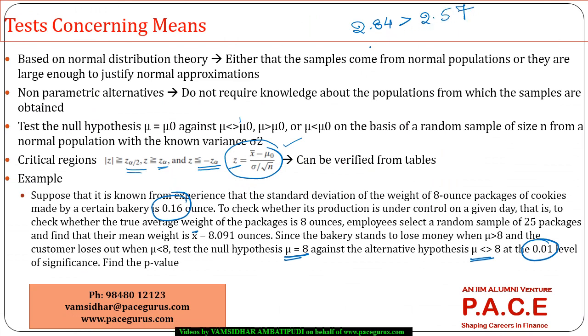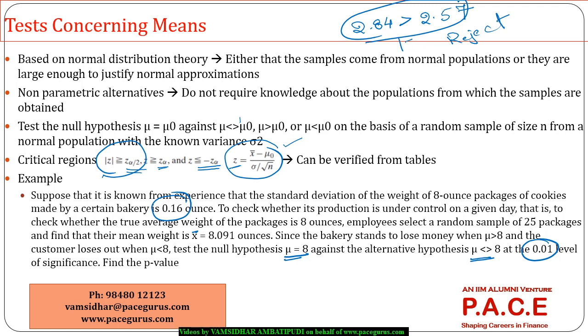So if I am looking at my critical region, mod Z greater than or equal to Z alpha by 2. Yes, it is greater than. So my value is in the critical region. So I have to reject the null hypothesis. And I am rejecting the null hypothesis. Which means my production process needs to be altered.